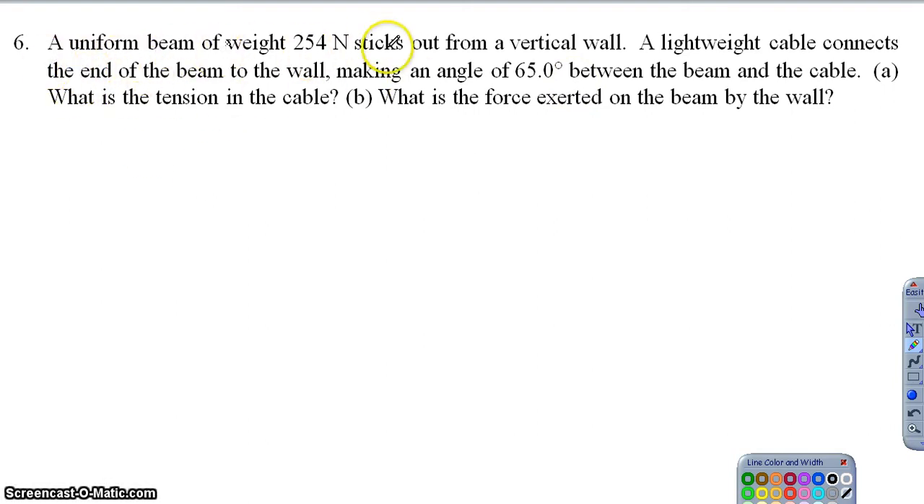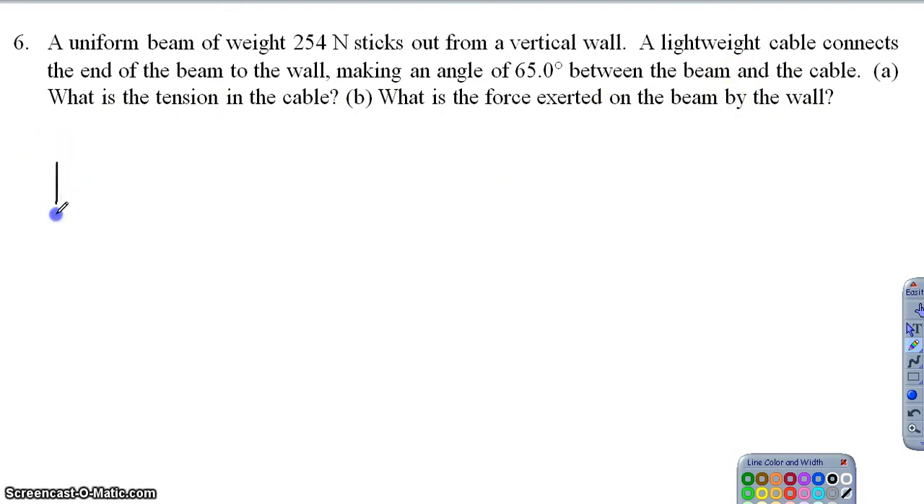A uniform beam of weight 254 sticks out from a vertical wall. A lightweight cable, so we don't have to worry about the mass of the cable, which is nice, connects from the end of the beam to the wall, making an angle of 65 degrees. What is the tension in the cable? What is the force exerted on the beam by the wall?